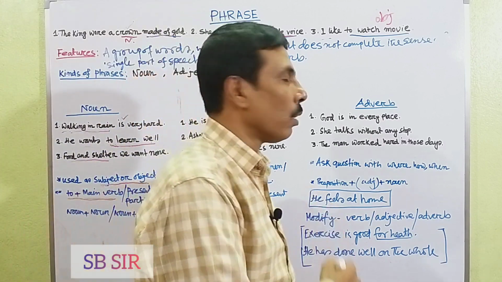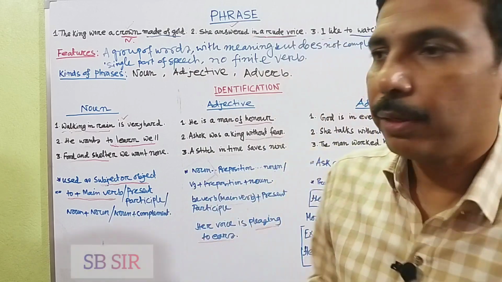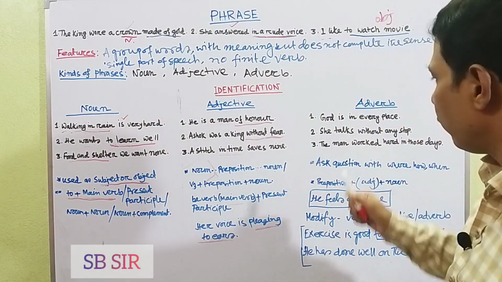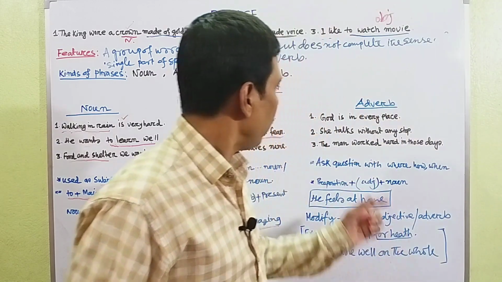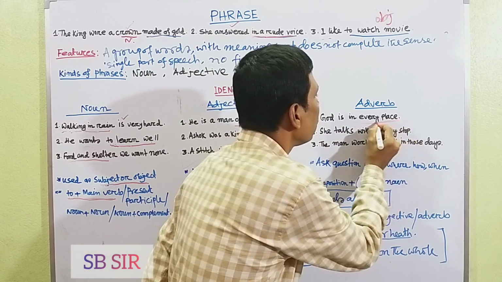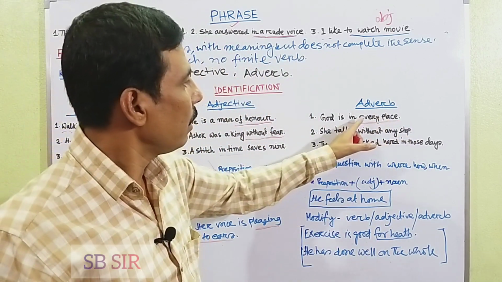Now we go to adverb phrase. I have already told you an adverb modifies a verb, adjective, or another adverb. So here are the examples. God is in every place. This portion is an example of a phrase. In every place.